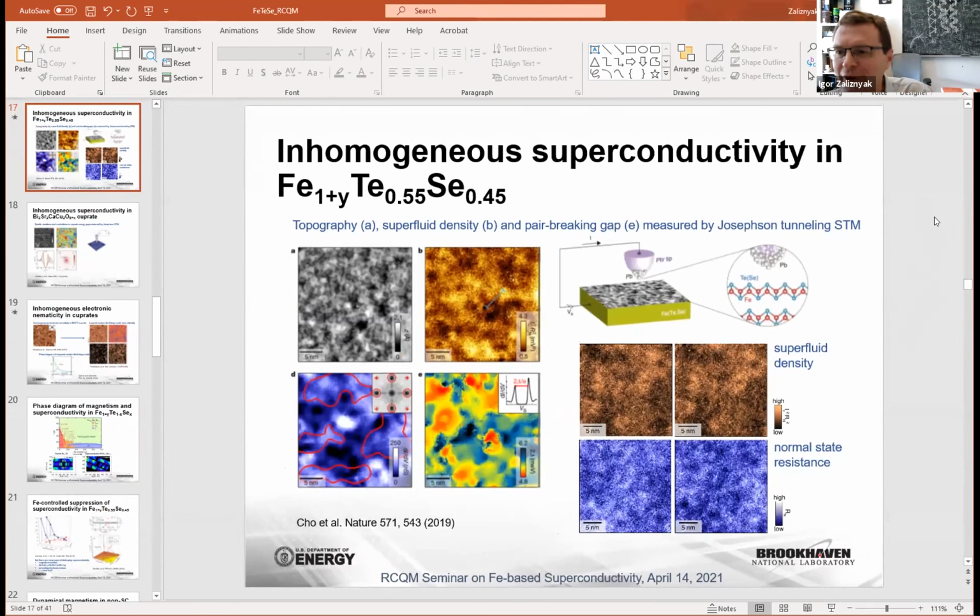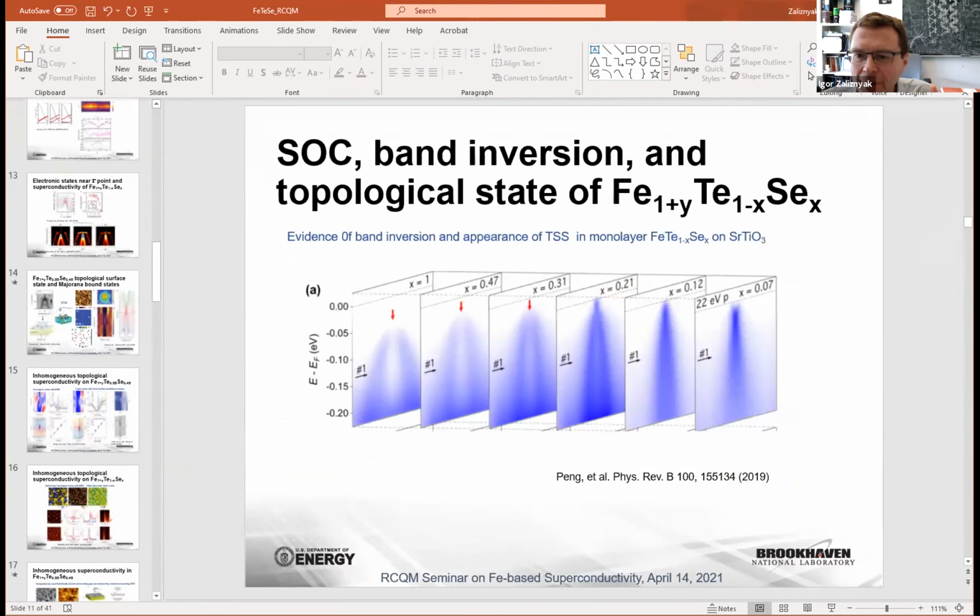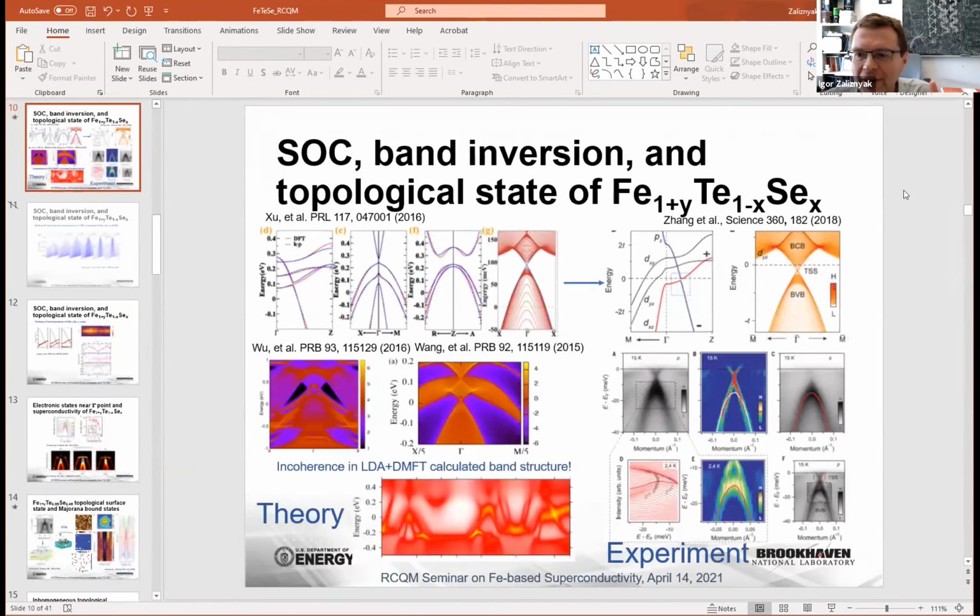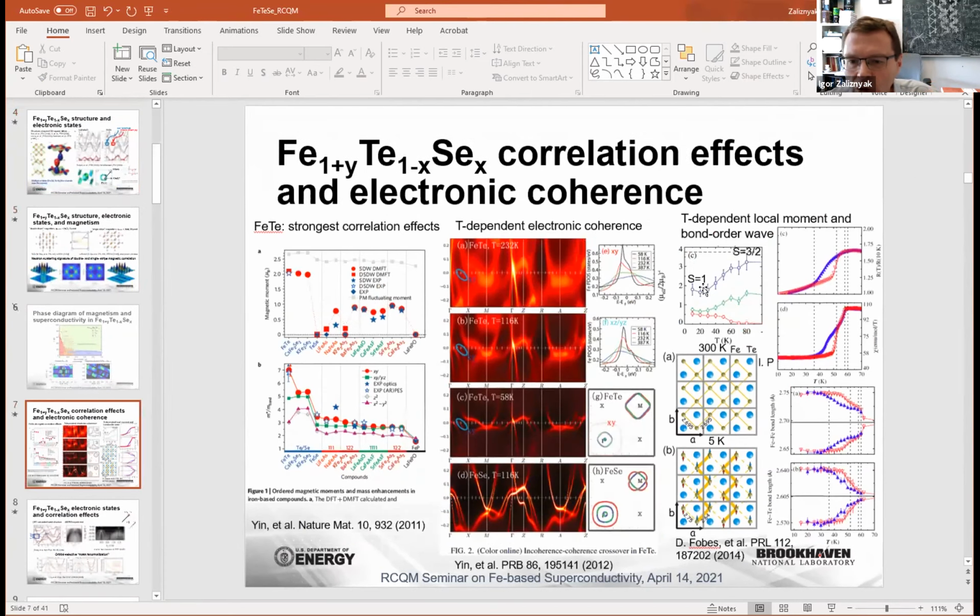Sorry, I said two different things. I said that in the parent material, we have seen the change in local moment, which can be understood as the development of coherence in the band structure near the Fermi level. Which bands or which orbitals are involved, we have no access to from these measurements.